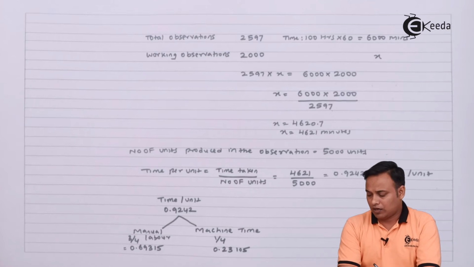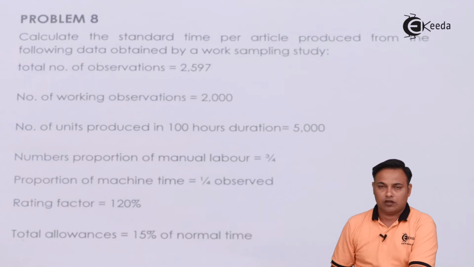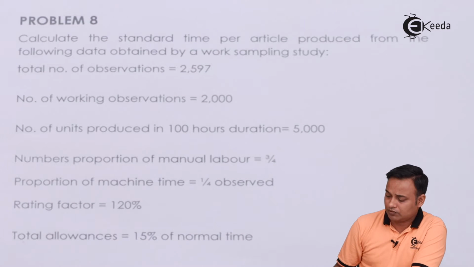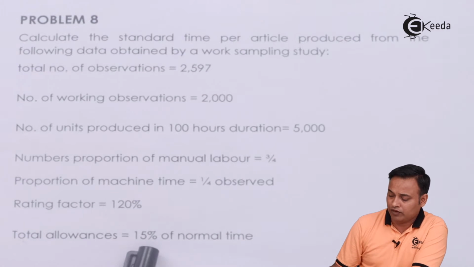And now we are asked to find out the standard time. We are also given the observed rating factor of 120%, and the total allowance is equal to 15% of the normal time.